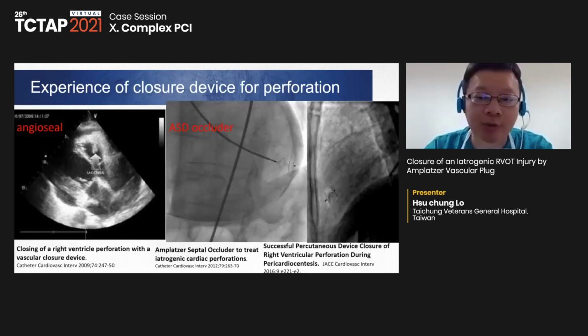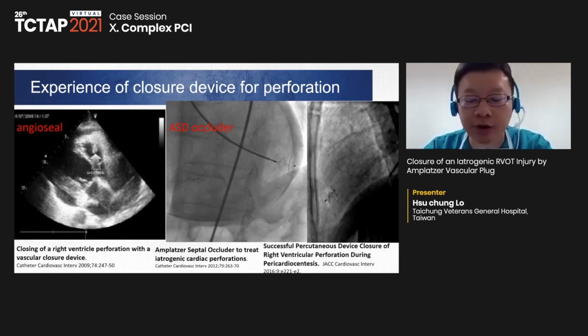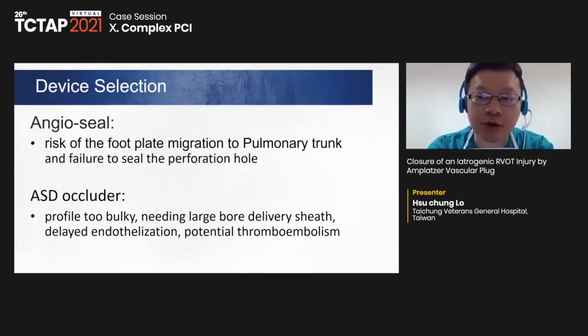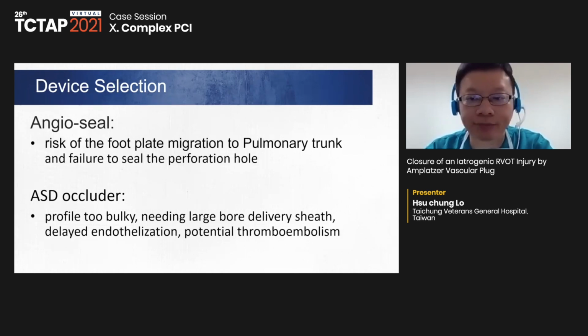Regarding percutaneous closure of iatrogenic heart perforation during pericardiocentesis, several devices have been reported to seal the perforated hole effectively and safely for patients. These devices include NobleSeal, vascular closure device, and septal occluder. Drawback: NobleSeal has risk of full plate migration to the pulmonary trunk and failure of sealing the perforation hole. And the profile of the septal occluder is too bulky, needing large bore delivery sheaths, with risk of delayed embolization and potential thromboembolism.